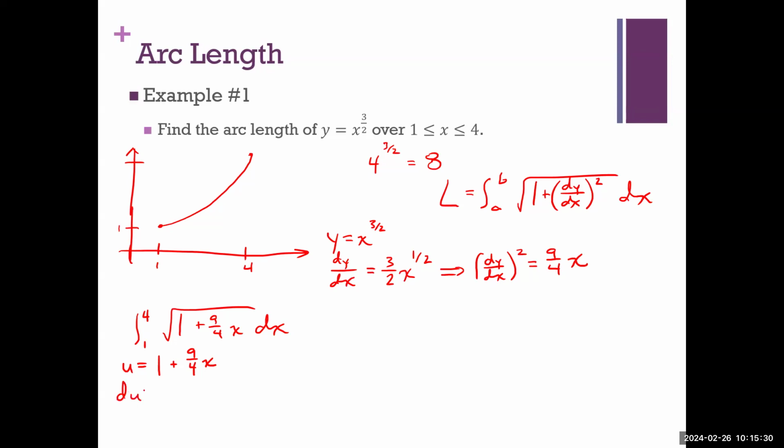What is du going to be? 9/4 dx. So that should allow us to turn this integral into what? Yeah, let's go ahead and solve for dx as well. dx equals 4/9 du. I'll leave the bounds alone for now. So this becomes the square root of u, and dx becomes 4/9 du. We know what the bound should be.